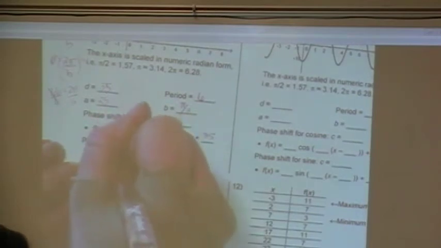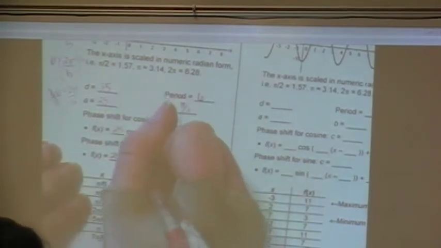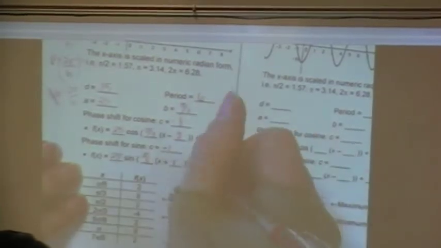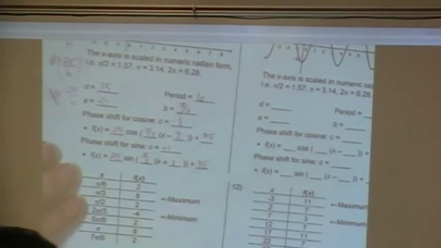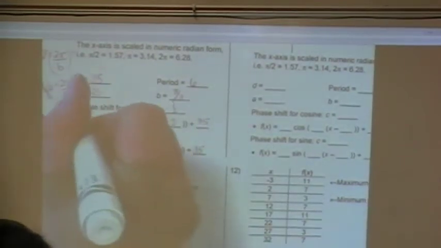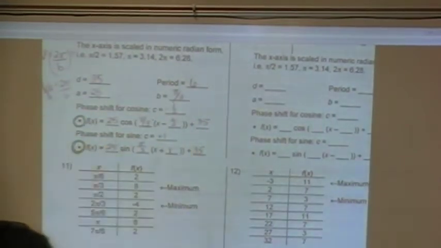So 25 pi over 3. This is now plus 1 and 35. If you were to put both of these equations in your calculator, it would draw one graph. It would actually draw two, but you wouldn't see it draw the second one because it would draw right over itself because they are the same graph. Everybody okay?